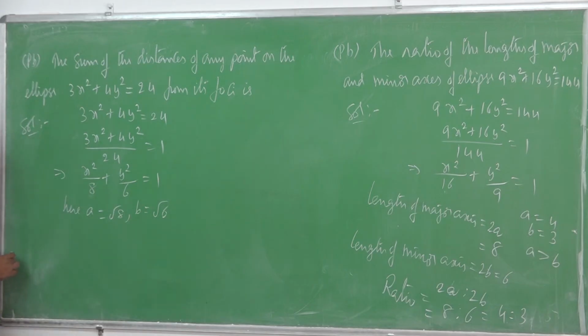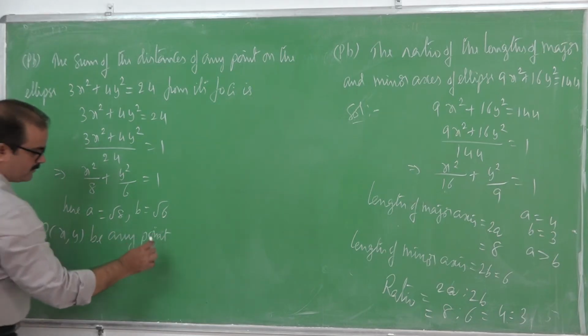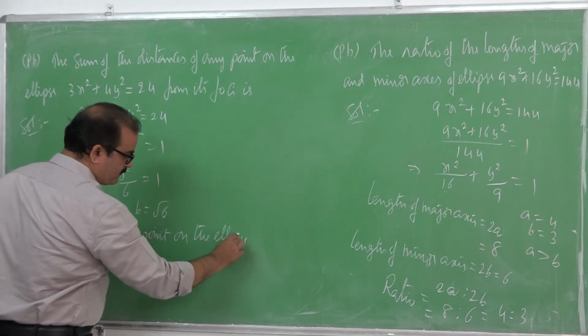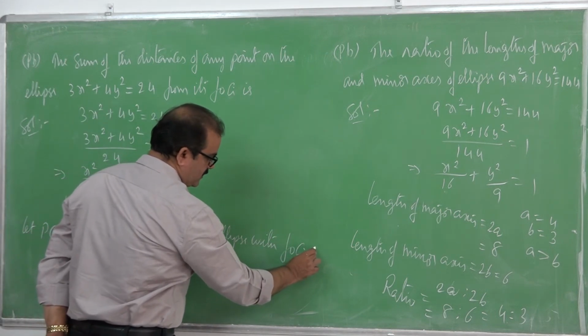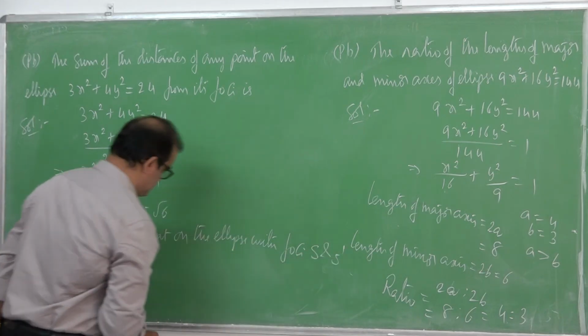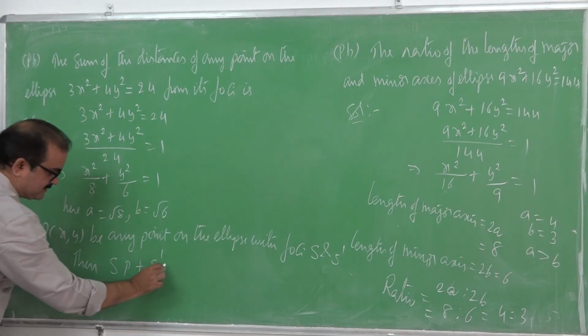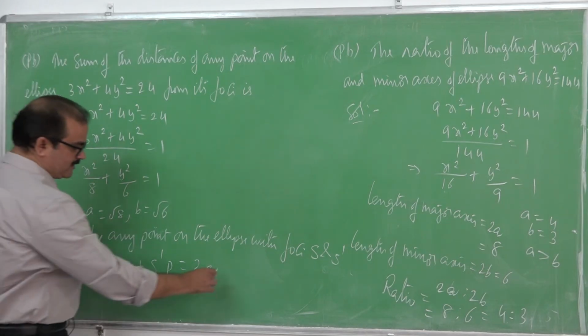Write one formula. Let P(x, y) be any point on the ellipse with foci S and S dash, then SP plus S dash P is equal to 2a when a greater than b.